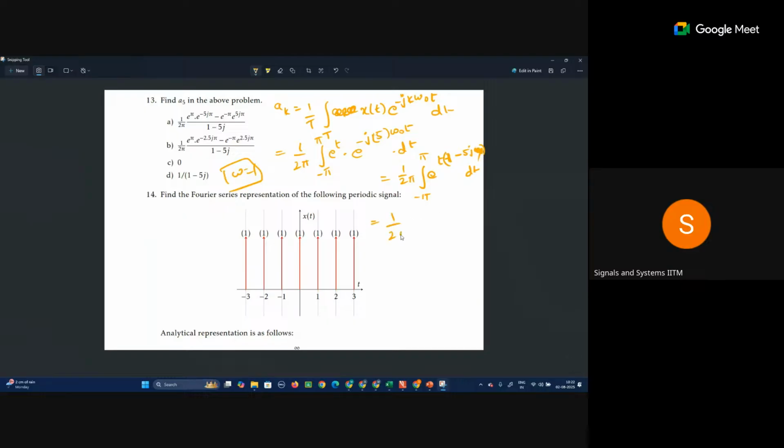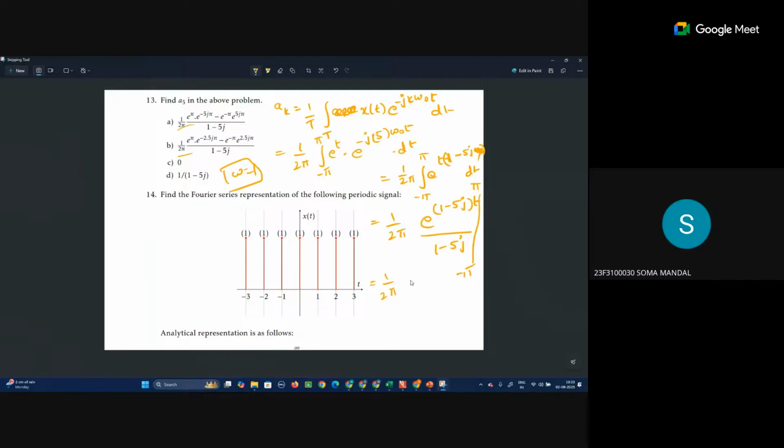It will be 1 by 2 pi. So it will be e power (1 minus φj) times t by (1 minus φj). And we have to substitute the limits. In this question also, like here, 1 by 2 pi we have added. I mean, there is a bit of a correction here also.